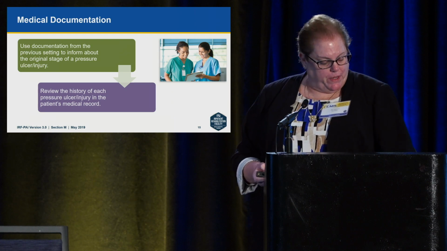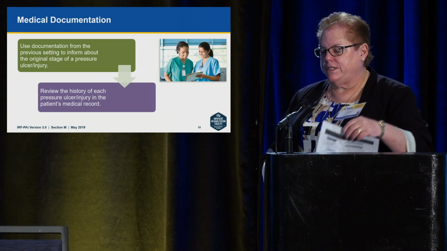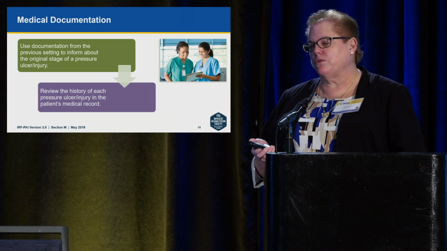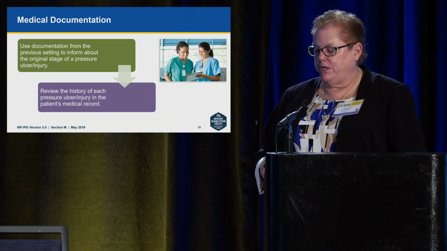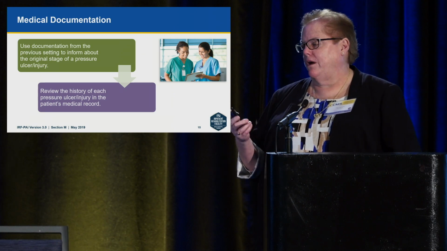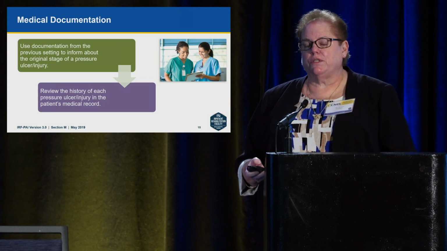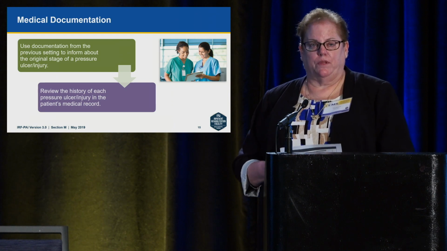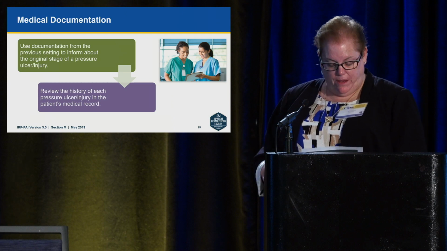So let's talk about some of the medical documentation. You want to use documentation from the previous setting to inform about the original stage of the pressure ulcer or injury, and this is critically important. You want to review the history of each pressure ulcer or injury in the patient's medical record. It could be through an assessment prior to them coming in to be admitted into your facility. It could be in nursing notes. It could be in progress notes. It could be in a variety of ways. You could have been told this as part of your warm handoff.